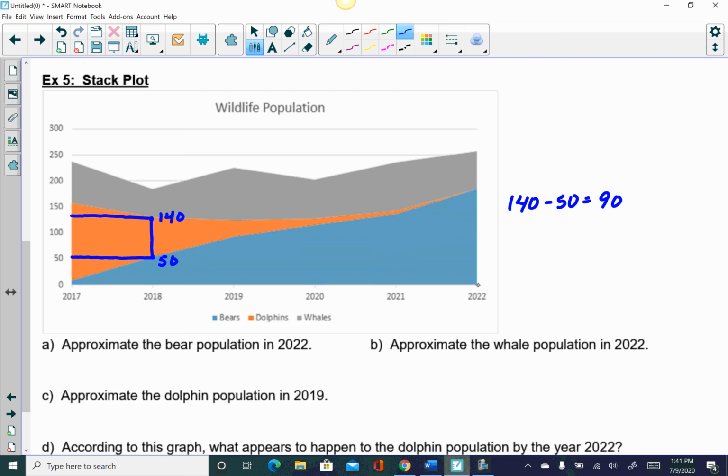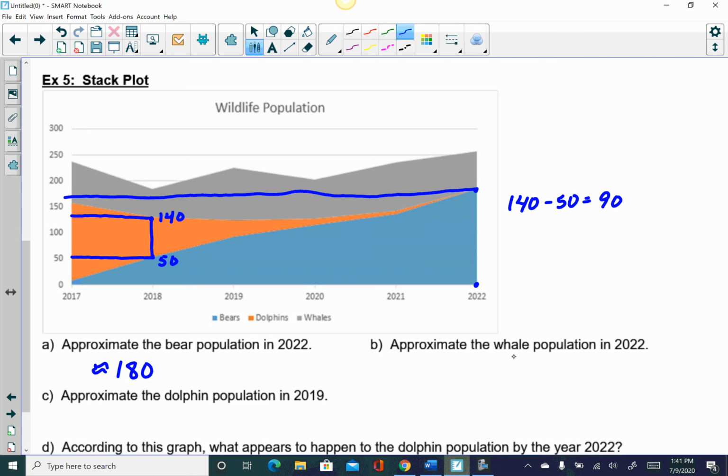So in part A, it says approximate the bear population in 2022. So here's your 2022, here's your bottom, here's your top. Well, we know that bottom down here is 0. The top would register at approximately, I would just tell you to get yourself a ruler. I know that I did whenever I was doing the homework for this section. Get yourself a ruler, and it's hard for me to come across here, but I'm going to say roughly around about 180. Maybe you say 175. So I say around 180.